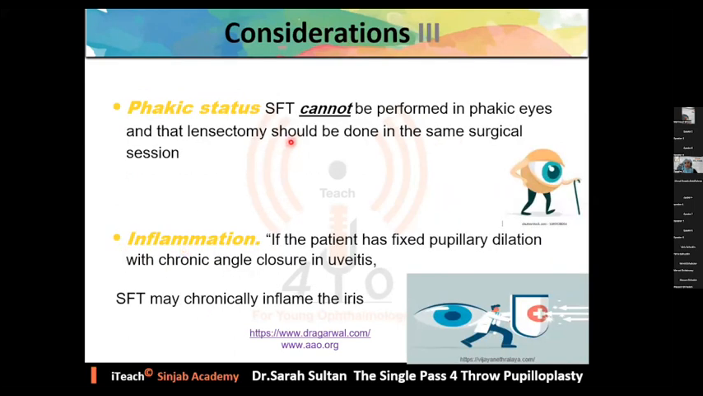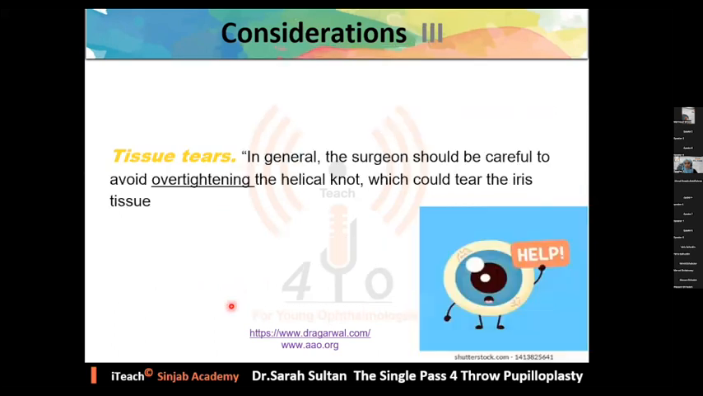Considerations: SFT cannot be performed in a phakic eye, so lensectomy should be done in the same surgical session. If the patient has fixed pupillary dilation with chronic angle closure in uveitis, SFT may chronically inflame the iris. In general, the surgeon should be careful to avoid over-tightening the helical knot, which could tear the iris tissue.